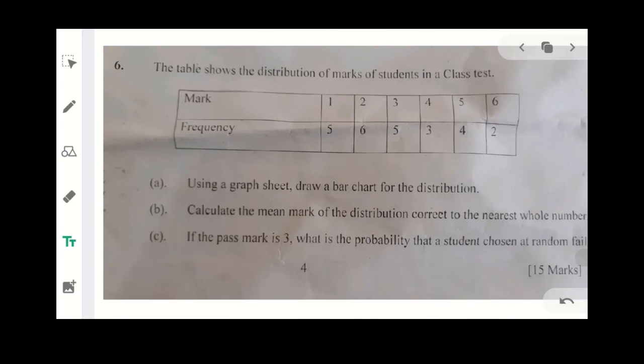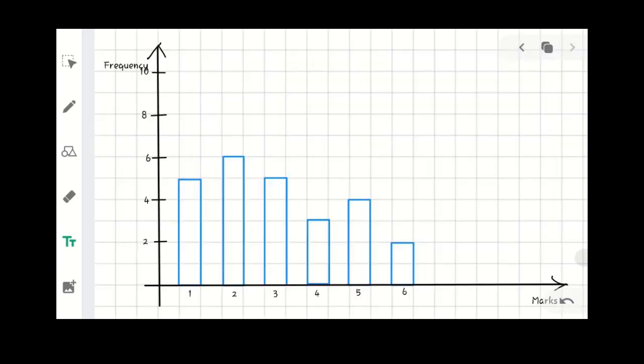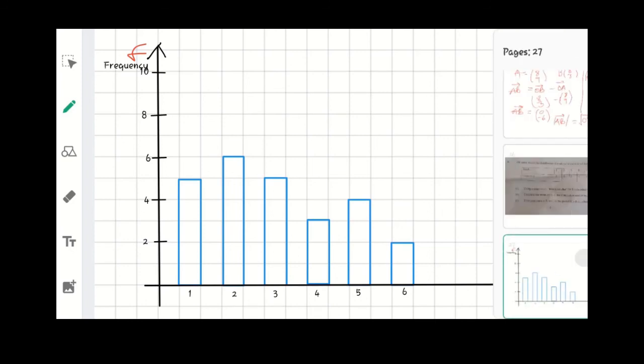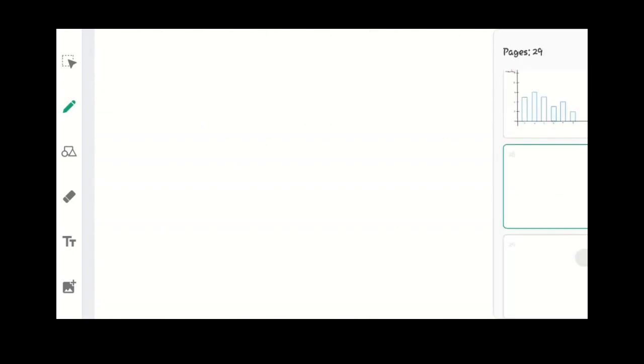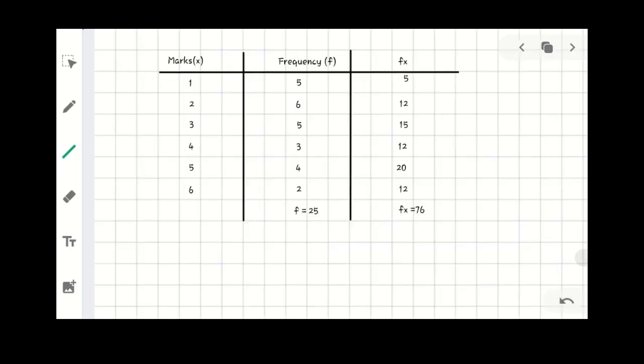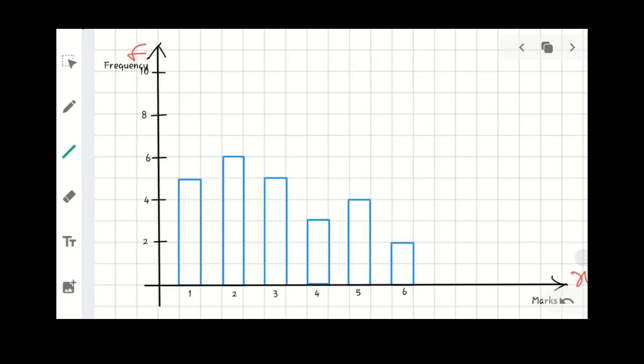Part B of the question: calculate the mean mark of the distribution correct to the nearest whole number. Okay, so we are going to find our fx, sigma fx. These are marks, all represented by x, and the frequency is f. So we draw a table for this to find the mean.